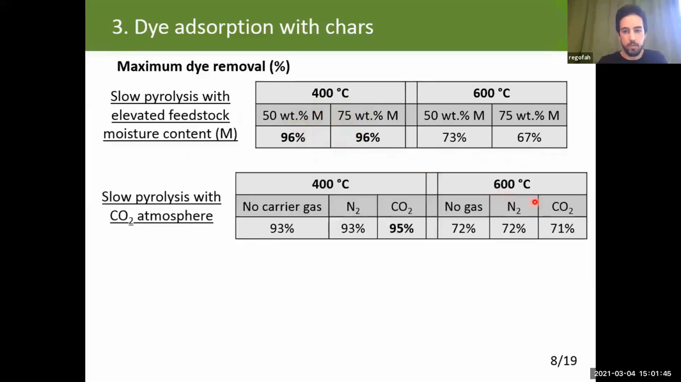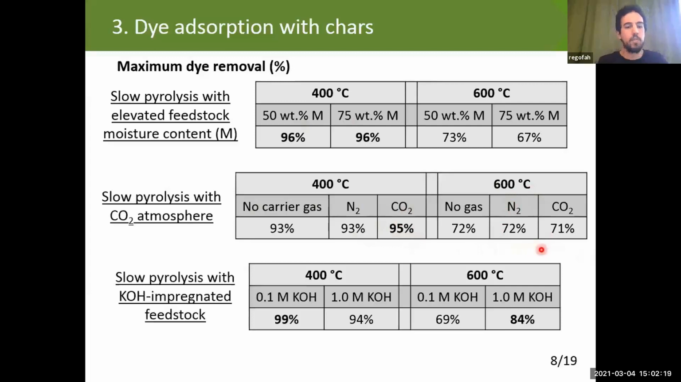And then with the CO2 atmosphere, for the lowest temperature, the CO2 outperformed the chars from using nitrogen as carrier gas or from not using carrier gas at all, which is possible in the screw reactor. So this is good. There was some effect, it seems, from using CO2 on the char quality and thus the adsorption performance. But at the highest temperature, there was no particular difference between using CO2 or not.